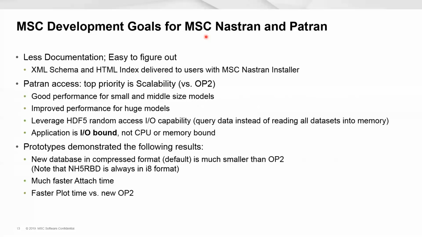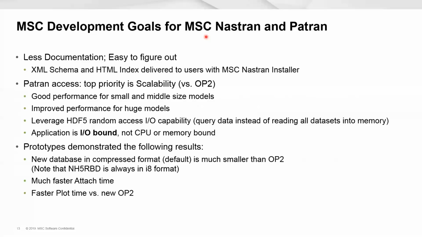So the goal was to keep our performance for small and mid-sized models, so we have good performance there, but to significantly improve the performance for very large models where, quite frankly, users were waiting on the application to access the data. And we were able to do that through the random I/O access capability. So HDF5 has the ability to go find, if you want subcase 27 or something, you can find that very quickly and not have to dig through 1 through 26 to get to that. So it certainly improves that.